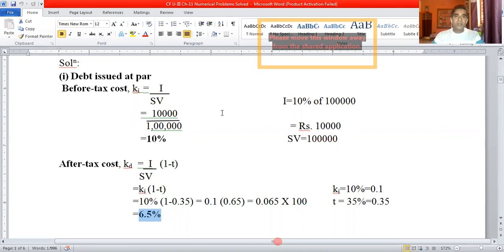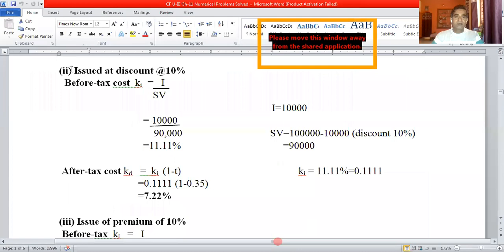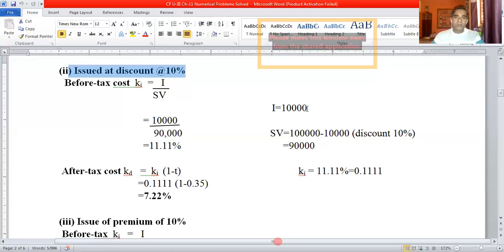Exactly in a similar way, we are going to calculate cost of debt in the second situation, when the debt is issued at 10% discount. So the before-tax cost equation is KI is equal to I divided by SV. So I, we already know, is 10,000 rupees, 10% of 1 lakh rupees. But SV is the net sale proceeds of the debt. Since the debt is issued at 10% discount, 10% of 1 lakh is 10,000 rupees.